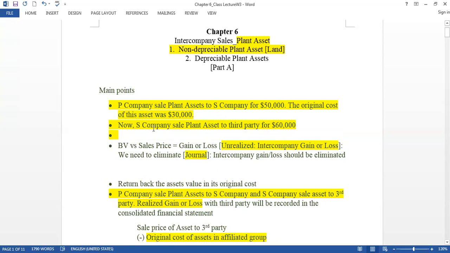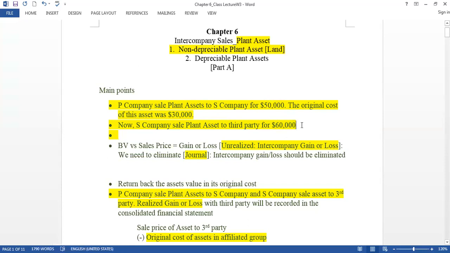Now, what is the cost of the subsidiary? We know the cost of parent is $30,000, right? Then they sell it for $50,000. Then S company buys this asset for $50,000 and sells this asset for $60,000.